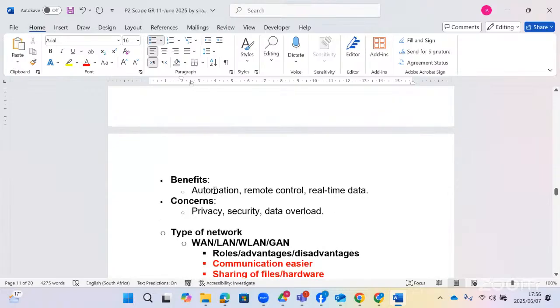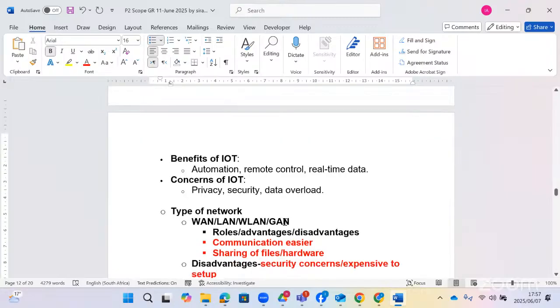Then the benefits of IoT include automation, remote control, and real-time data also. Then the concerns of the IoT. In other words, the disadvantages are the privacy and security concerns and data overload, or information overload.